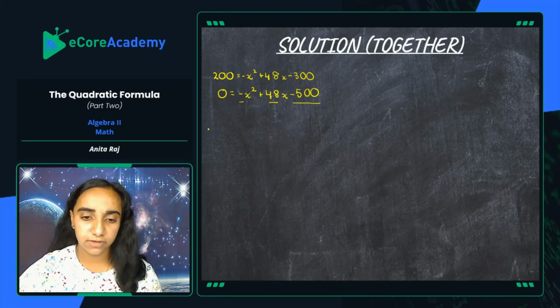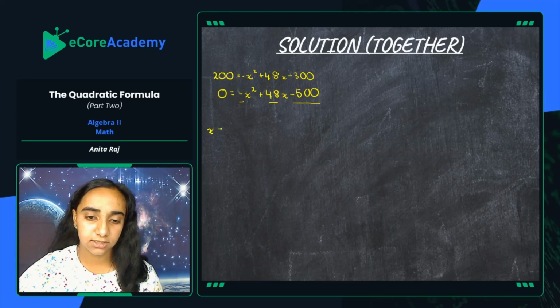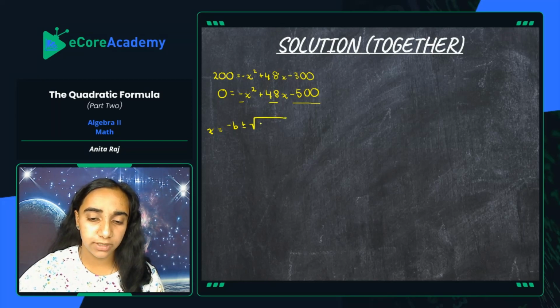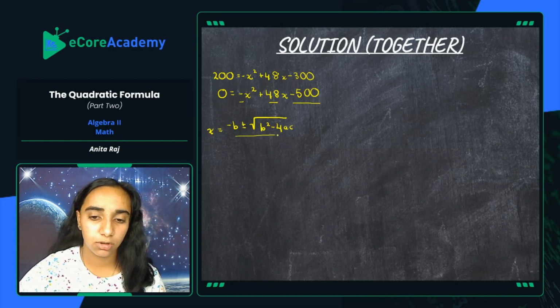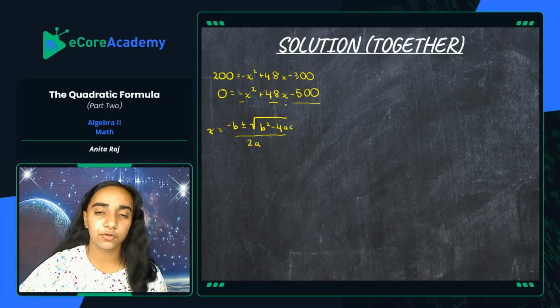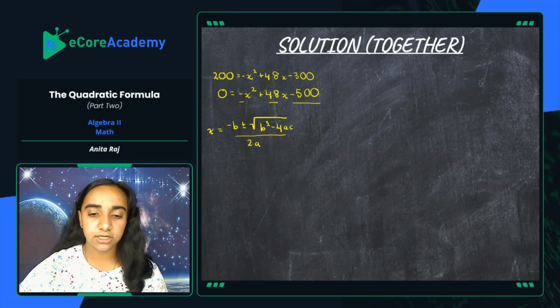As I wrote on the previous slide, the quadratic formula is x equals negative b plus or minus the square root of b squared minus 4ac. And remember, you're going to have to memorize this, so the more practice problems you do and the more you write it out, it'll be easier for you to memorize for formal assessments. Okay, so now let's plug in these values for a, b, and c.